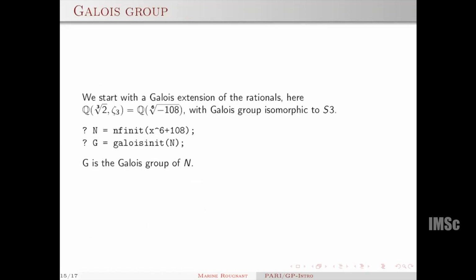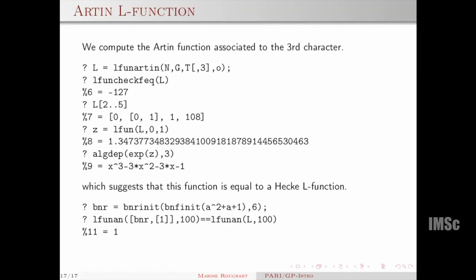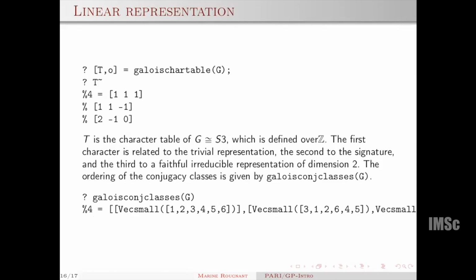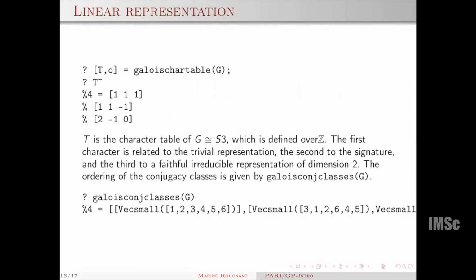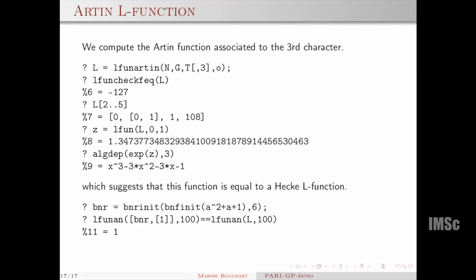You need to give N, which was your number field, and G, your Galois group. So here, number field, Galois group. This is the character that you want. So it was the third line of the character table. And this little o is an order, and I think I forgot to mention it. No, but it doesn't matter.